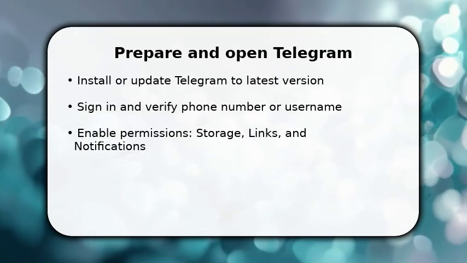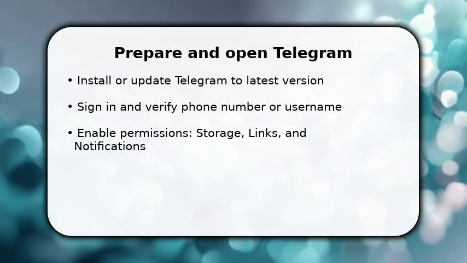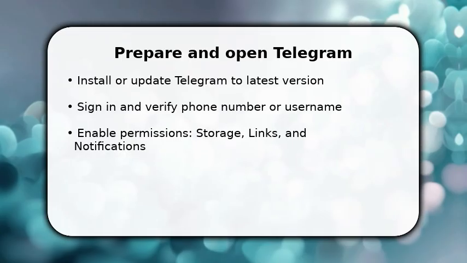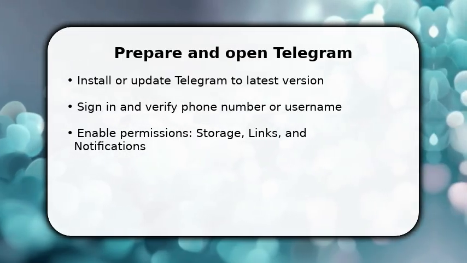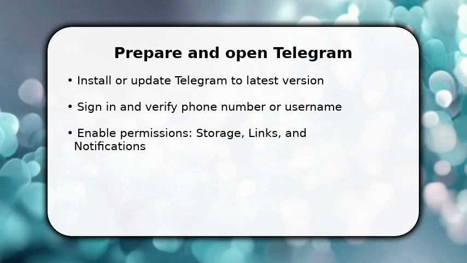You start by opening Telegram and confirming you're on the correct account. This avoids checking the wrong link. Once done, make sure the app is updated so link previews and actions work reliably.